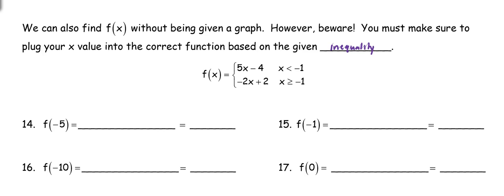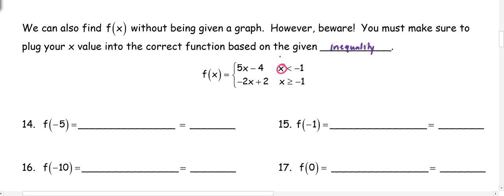The first equation is 5x minus 4 when x is less than -1. And the second one is -2x plus 2 when x is greater than or equal to -1. So we need to pay attention to our f of x value. So in the first one, our f of x value is -5. So we need to look at the inequality.